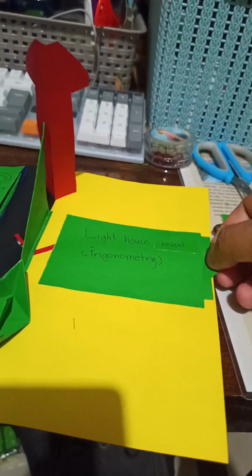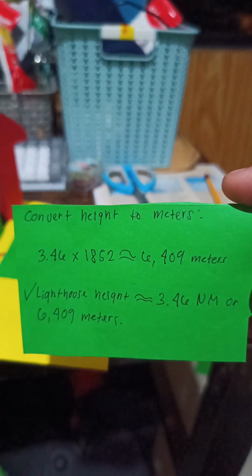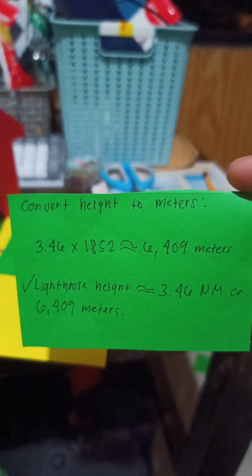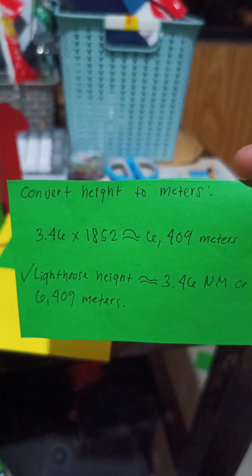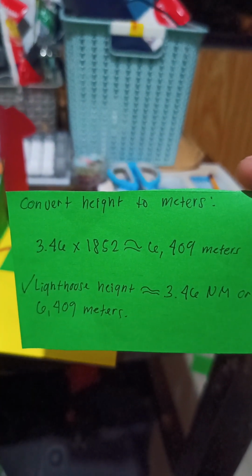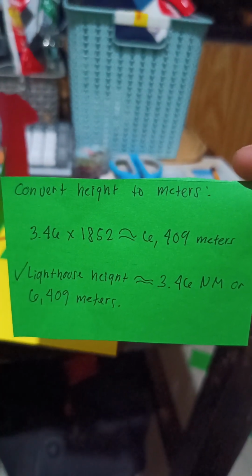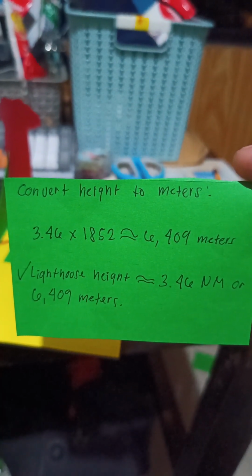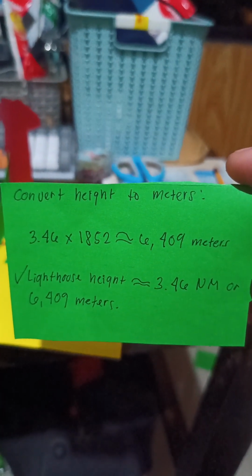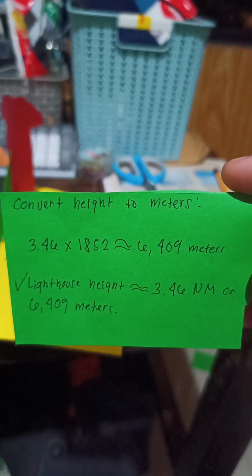Now you need to pull the third and last part. Convert the height to meters. So 3.46 nautical miles times 1,852 equals 6,409 meters. So the lighthouse height is 3.46 nautical miles or 6,409 meters.